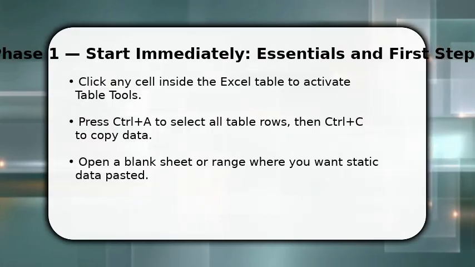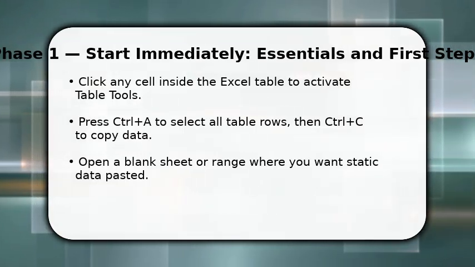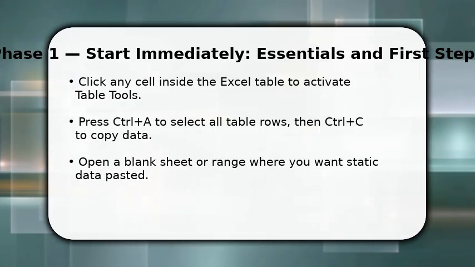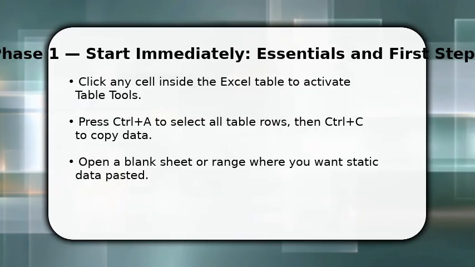You begin inside the table. Click any cell so Excel shows the Table Contextual tab. Now press Ctrl+A to select the entire table and Ctrl+C to copy. This preserves values and formatting.